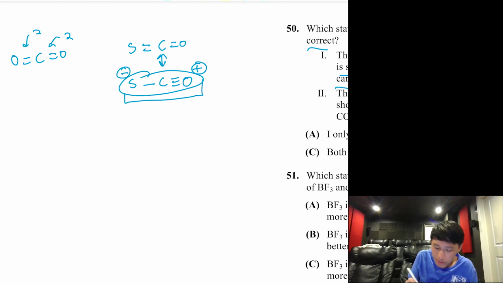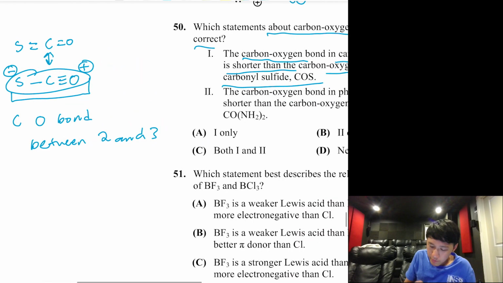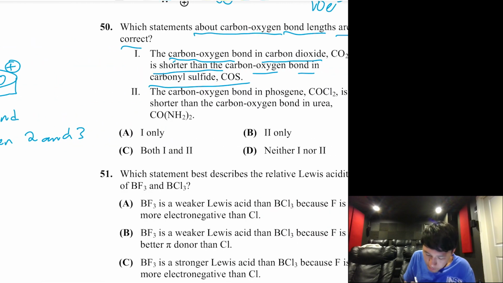If this is a major contributor, that means the carbon-oxygen bond has a bond order between 2 and 3. And if it's somewhere between 2 and 3, we expect that its length is going to be shorter than a bond with the bond order of just 2. So therefore, we would say that the carbon-oxygen bond in carbon dioxide is actually going to be longer than the bond in COS. So therefore, 1 is incorrect.